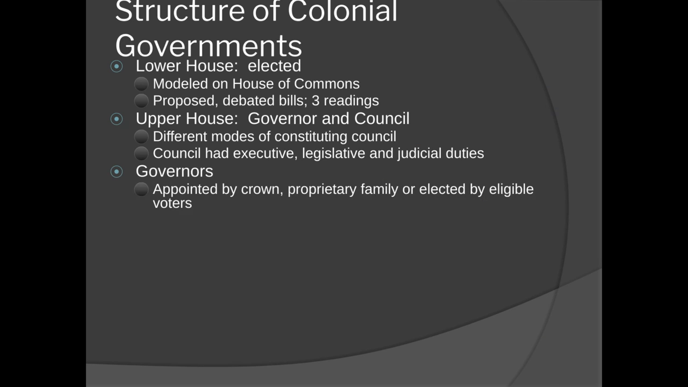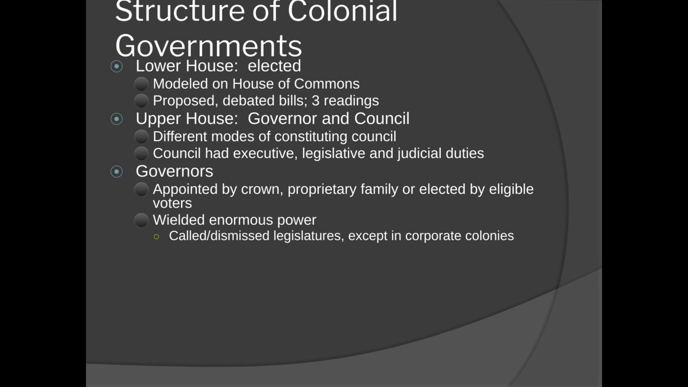The governors were appointed by the crown, a proprietary family, or elected by eligible voters. So someone who came from a noble family, an elite family, or people who were able to vote. Again, your elites would vote those individuals into office. And governors had enormous power. Okay, what they said went, you had to follow their law.